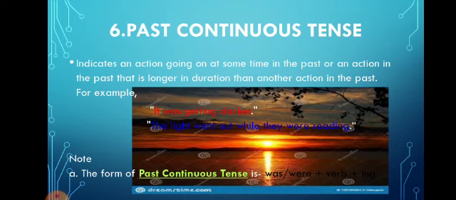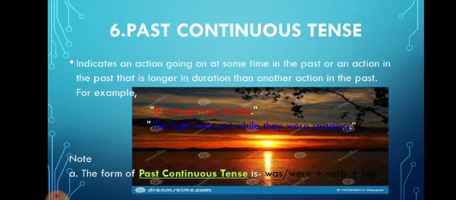The light went out while they were reading. See, while they were reading, the action was in the process at a moment. They were reading. While they were reading, the light went out. The past form of go is went. See, the form has changed because it's an irregular verb. The light went out.